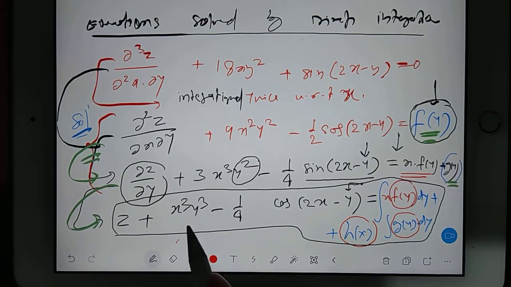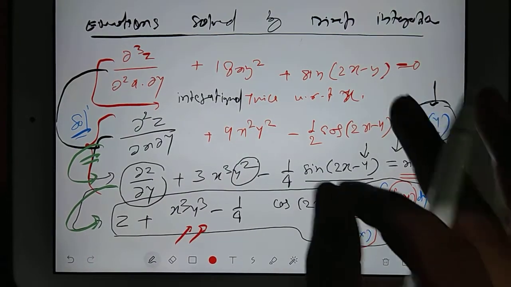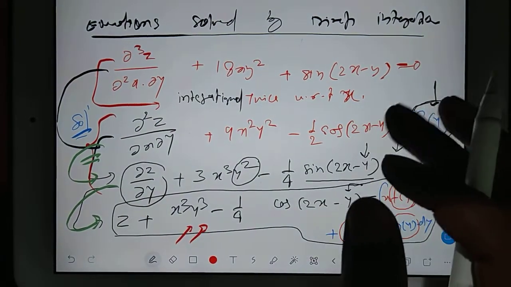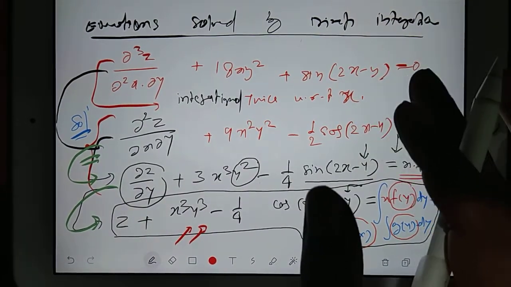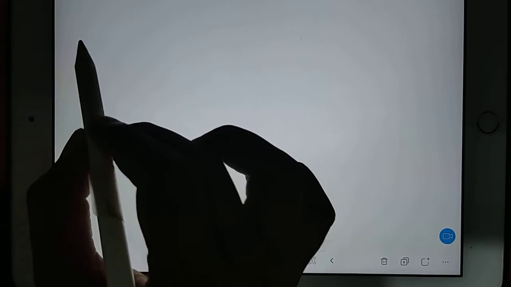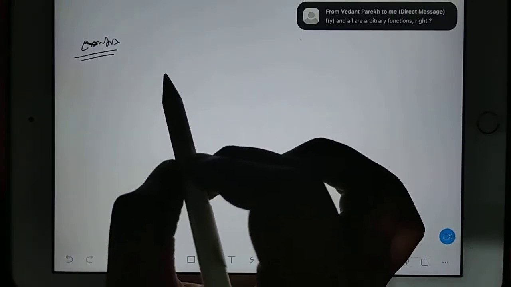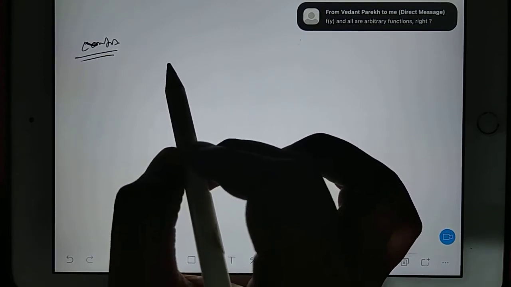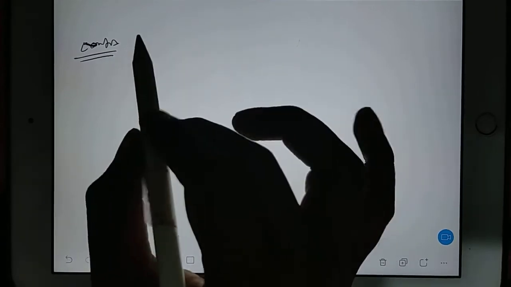But we cannot reach the exact solution because boundary conditions and initial values are not given. Now we will solve one question and we will try to reach the exact answer, because initial values and boundary conditions will be given. I will change the page. Yes, fy, gy and hx, whatever, they all are arbitrary functions.